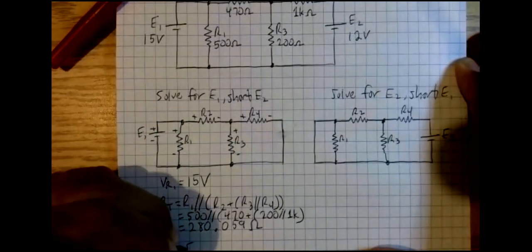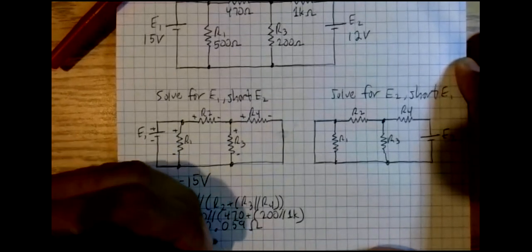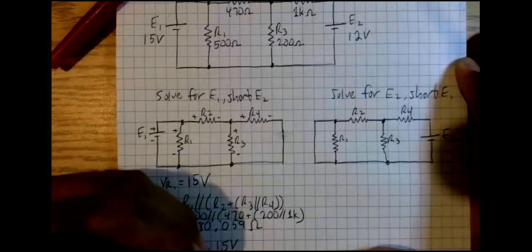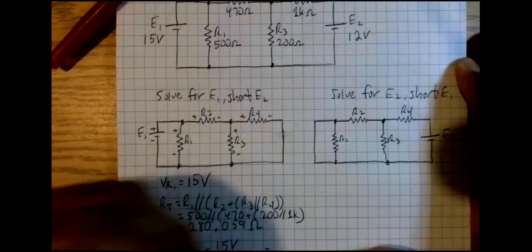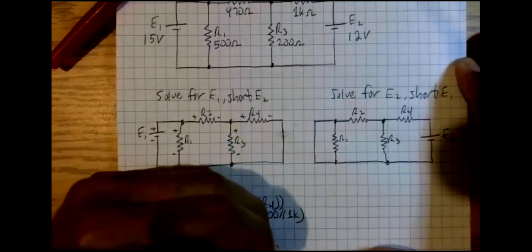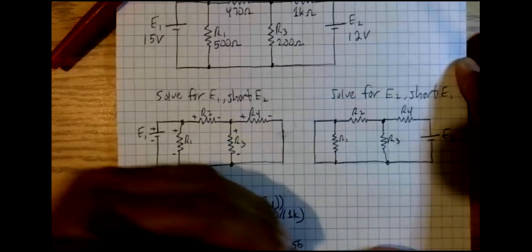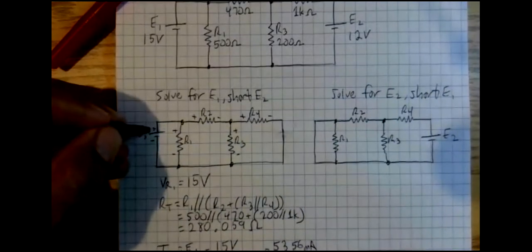All right, so let's find IT. IT is going to be E over RT, or E1 over RT, which is 15 volts over 280.059, and that is 53.56 milliamps. All right, so we know IT over here.